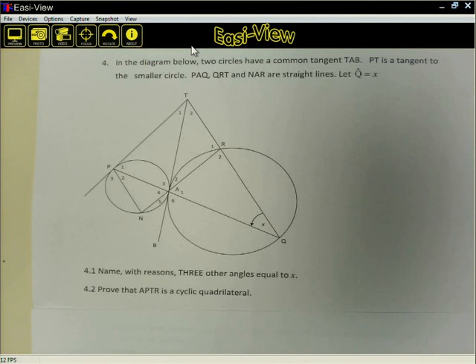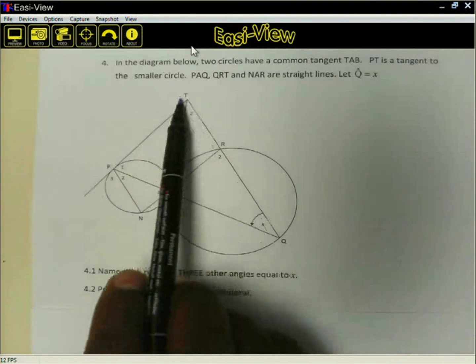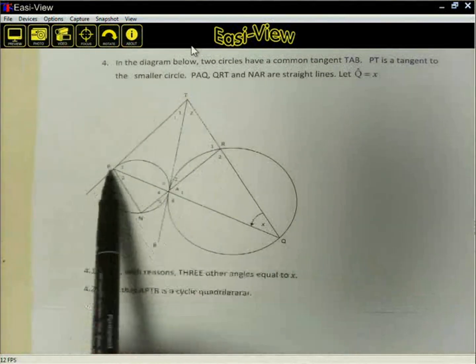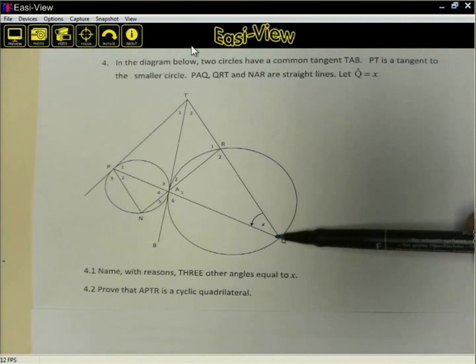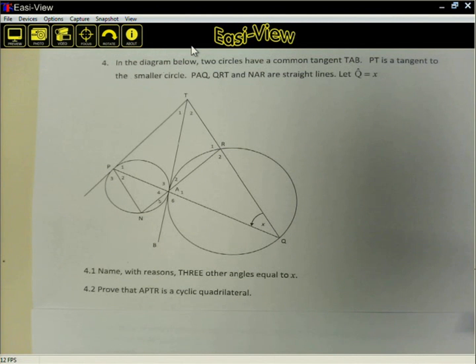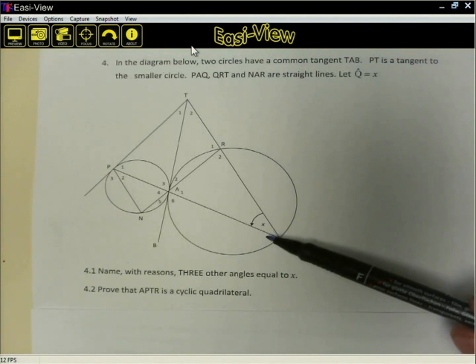You can see you've got 2 circles there. This is a smaller circle and the bigger circle. So they've got this common tangent TAB. And also PT is a tangent to the smaller circle. PAQ, QRT, and AR are straight lines. Then let Q be equal to X. Here Q is already marked with X.